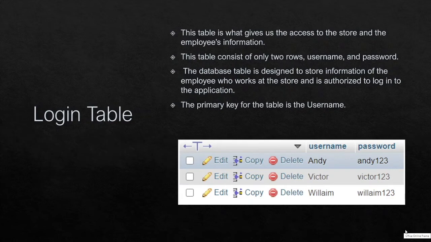For our third table, it's login table. This table is what gives us the access to the store and the employee's information. This table consists of two rows: username and password. The database table is assigned to store the information of the employees who work in the store and are authorized to log in to the application. So if the name and the password don't match, you will not be able to retrieve any information from the database. But if it matches, of course, it will retrieve. The primary key for this table is the username.